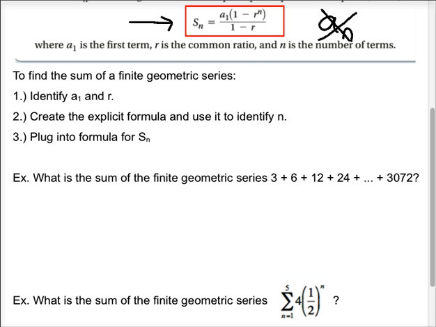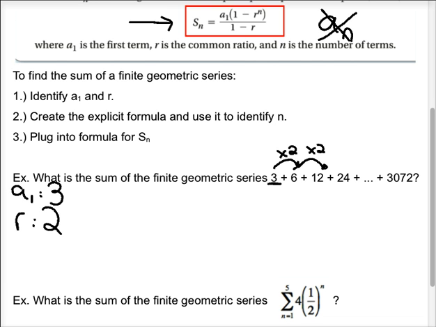So the first thing, we want to identify A1 and R. A1 is easy. A1 is always going to be that first term. So here, my A1 is going to be 3. That R, the rate. So let's see, what are we multiplying by? So to get from 3 up to 6, looks like here we're multiplying by 2. So my R that I'm multiplying by is going to be 2.